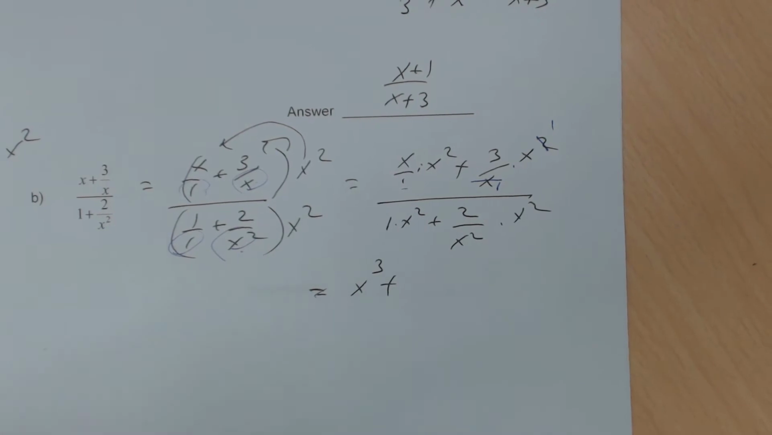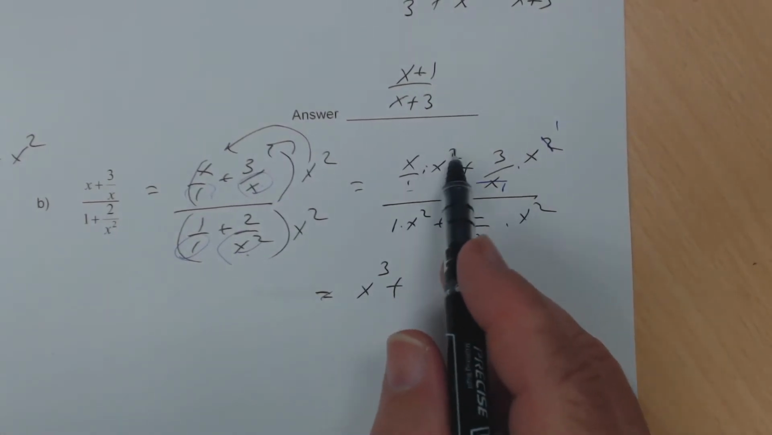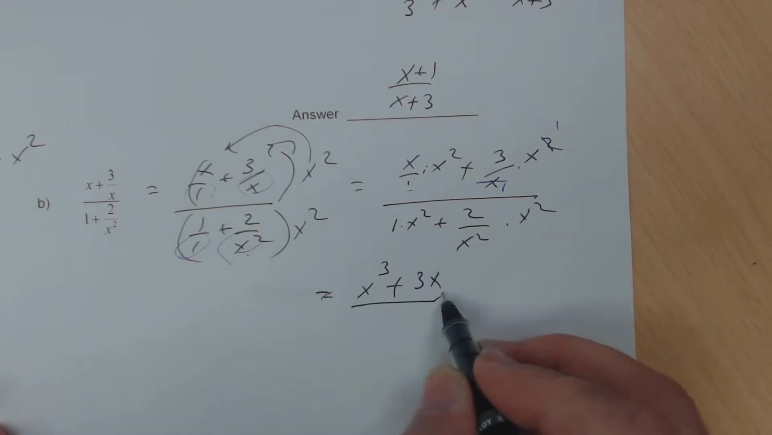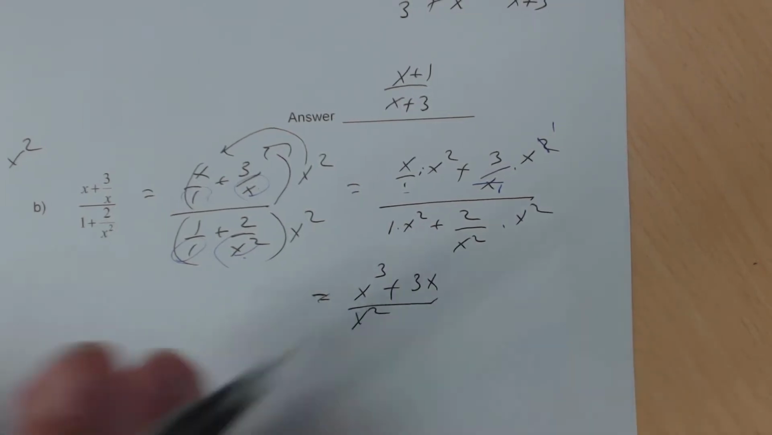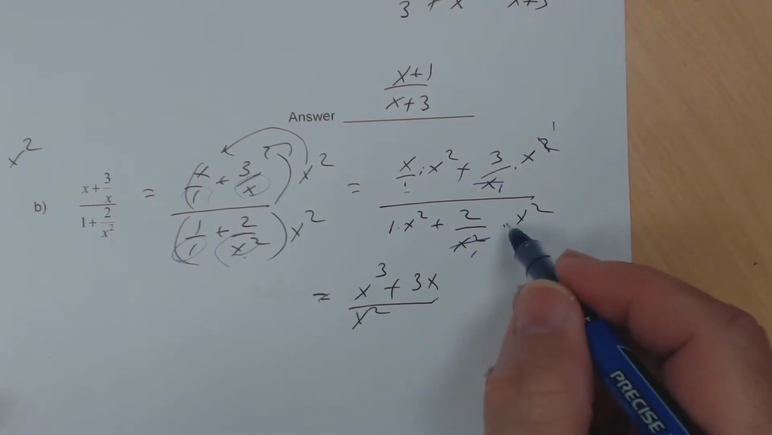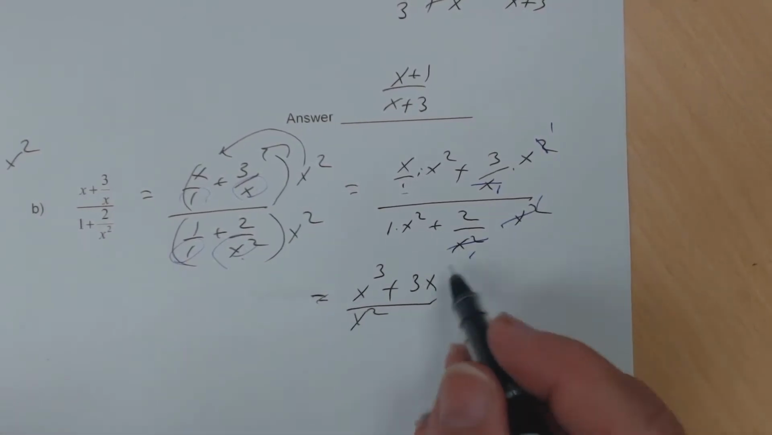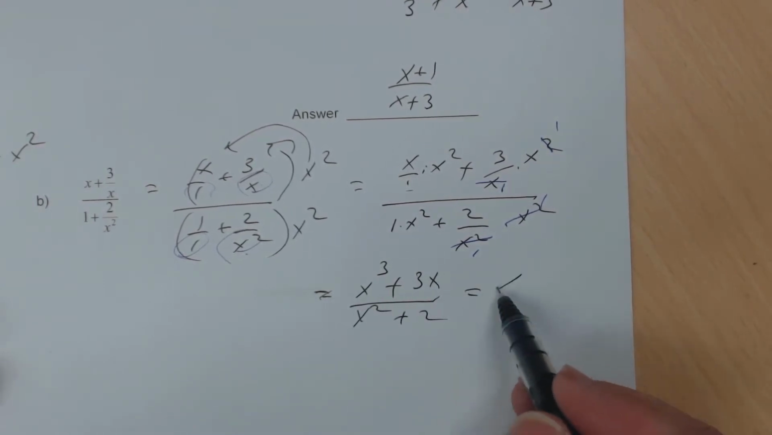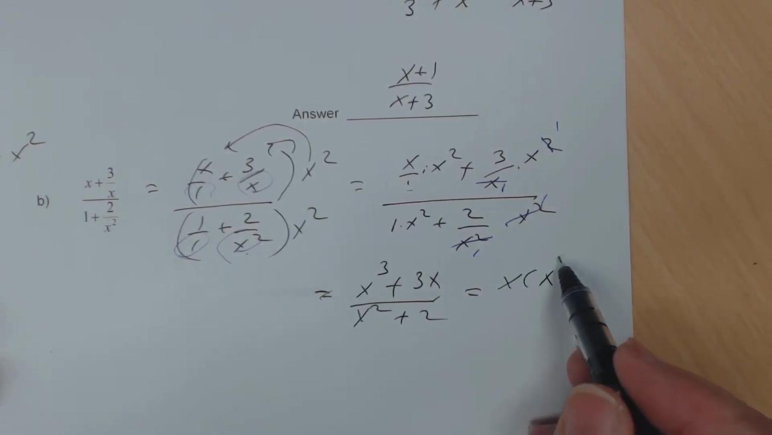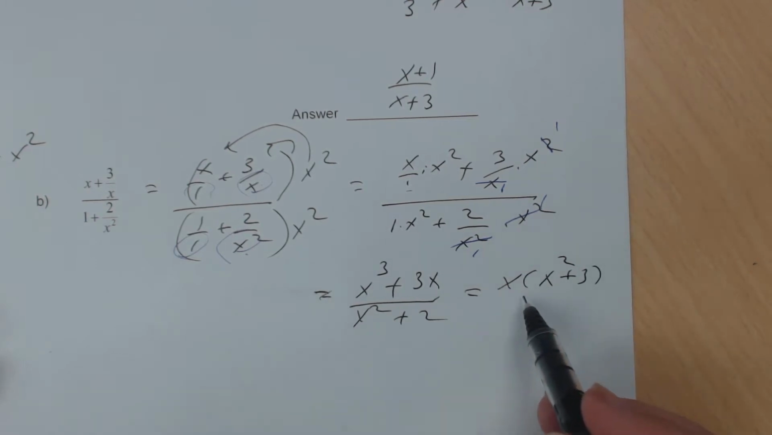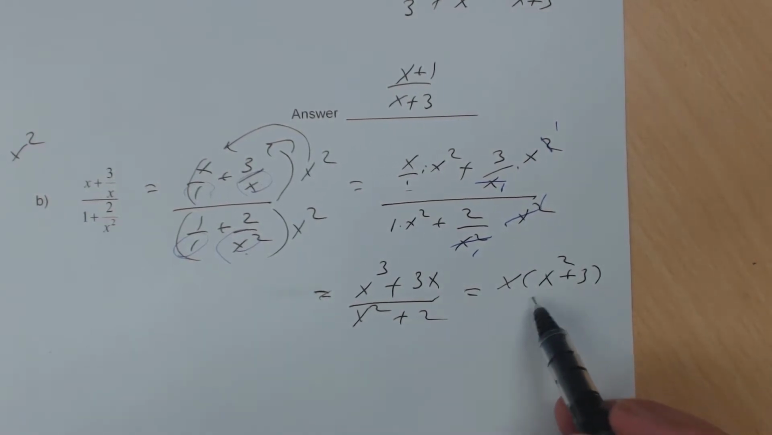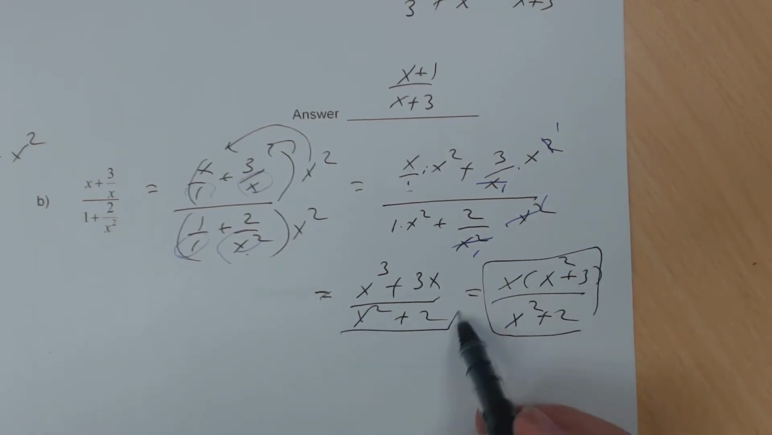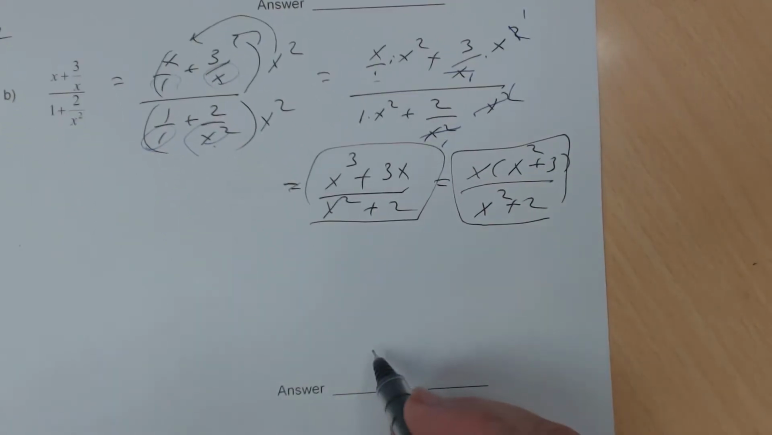So the numerator is going to be x cubed plus 3x, divided by 1 times x squared, which is x squared. Over here, the x squareds divide out, and you're left with plus 2. If you took out an x from the numerator, it's not going to help you because nothing can reduce. But if you took out an x, you would have x times x squared plus 3, divided by x squared plus 2, and that's your answer. So either one of these would be fine.